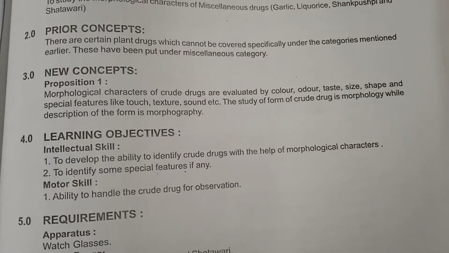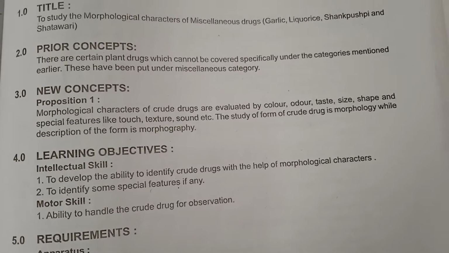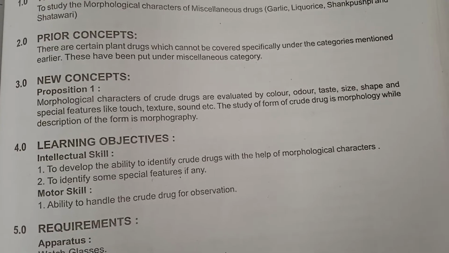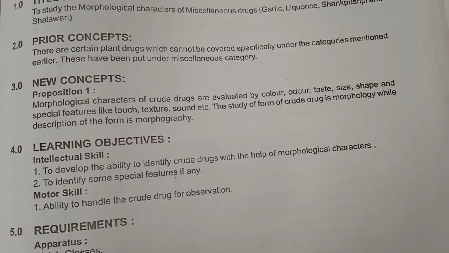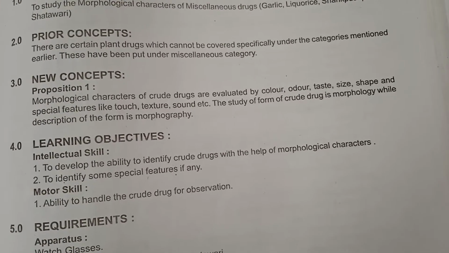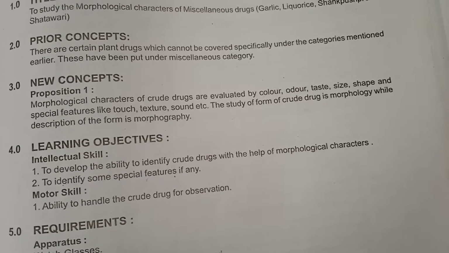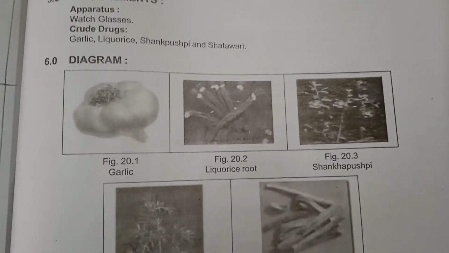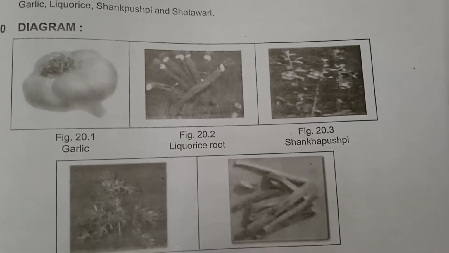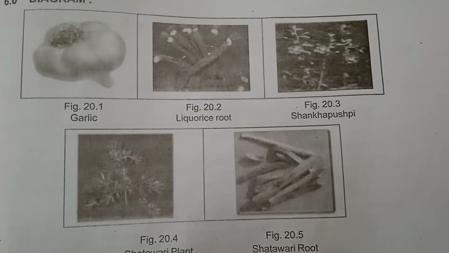In this practical we are going to study morphological characters of the crude drugs that are evaluated by color, odor, taste, size, shape and special features like touch, texture and sound. The study of form of a crude drug is morphology, while description of the form is morphography. Here you can see the drugs: garlic, licorice root, shankhapushpi plant, shatavari plant and shatavari root.